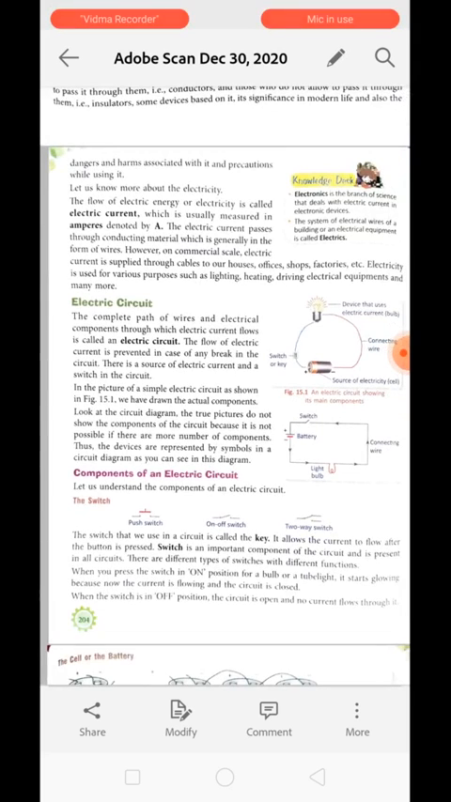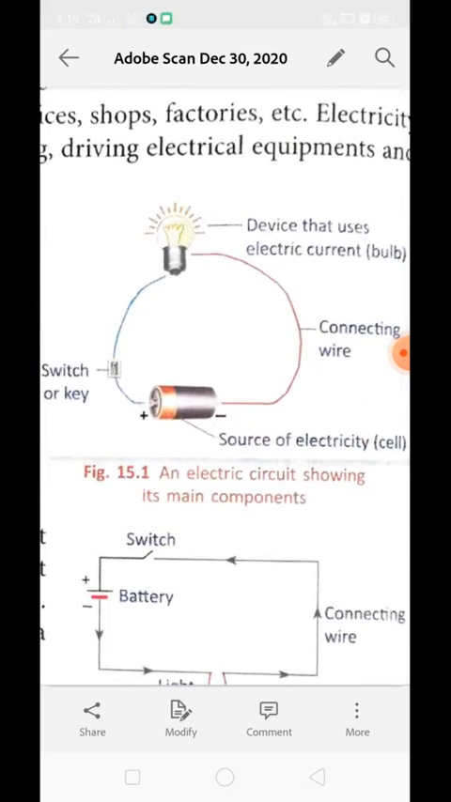Okay, so what is an electric circuit? We have learned a little bit about electric circuits, the components of the electric circuit, right? The complete path of wire and electrical components through which the current can flow is known as an electric circuit. The complete pathway through which the current can flow is known as an electric circuit.